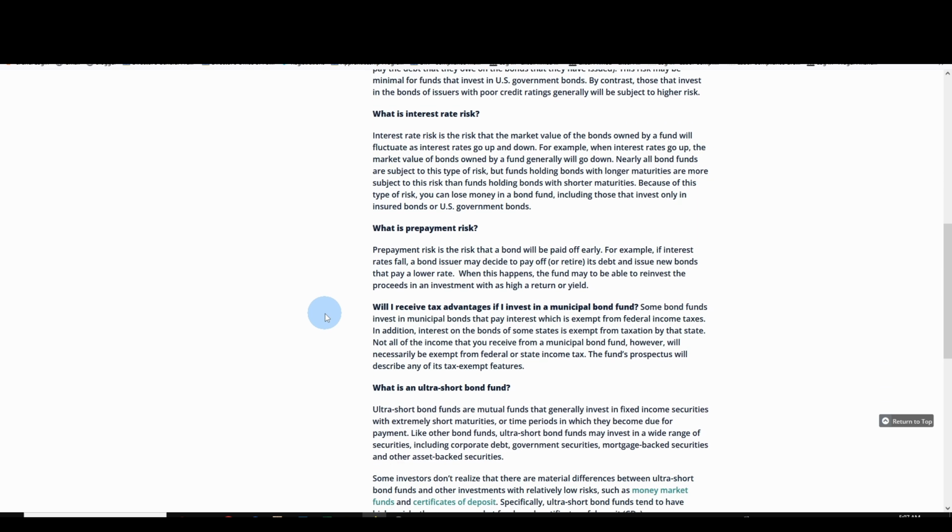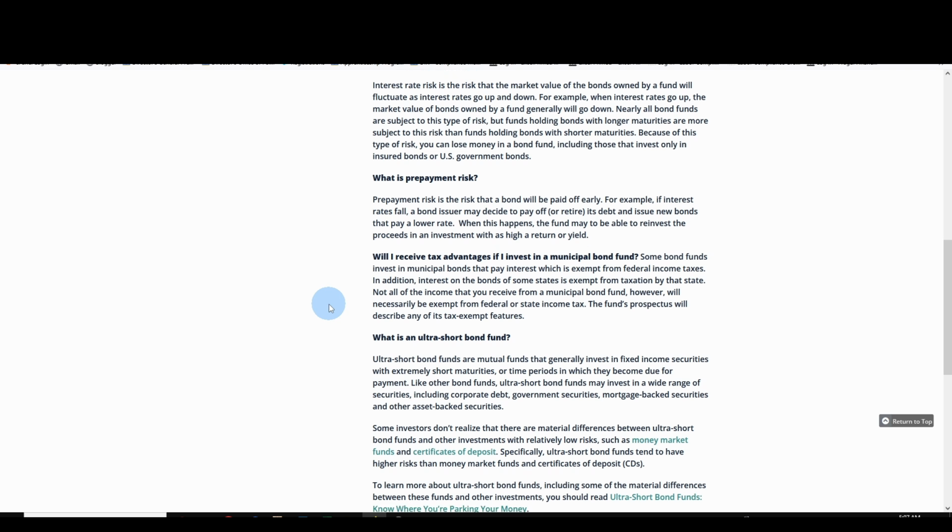What is prepayment risk? Prepayment risk is the risk that a bond will be paid off early. For example, if interest rates fall, a bond issuer may decide to pay off or retire its debt and issue new bonds that pay a lower rate. When this happens, the fund may not be able to reinvest the proceeds in an investment with as high a return or yield.